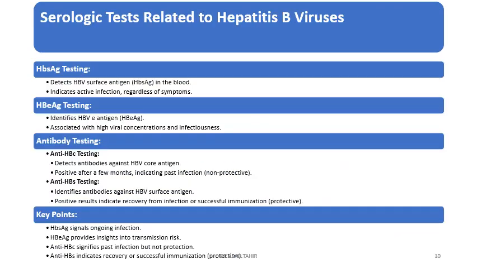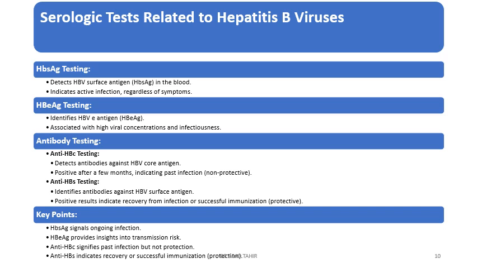Serologic tests related to hepatitis B viruses. HBsAg testing detects HBV surface antigen, HBsAg, in the blood. Indicates active infection, regardless of symptoms. HBeAg testing identifies HBV e antigen, HBeAg, associated with high viral concentrations and infectiousness. Antibody testing. Anti-HBc testing detects antibodies against HBV core antigen. Positive after a few months, indicating past infection, non-protective.